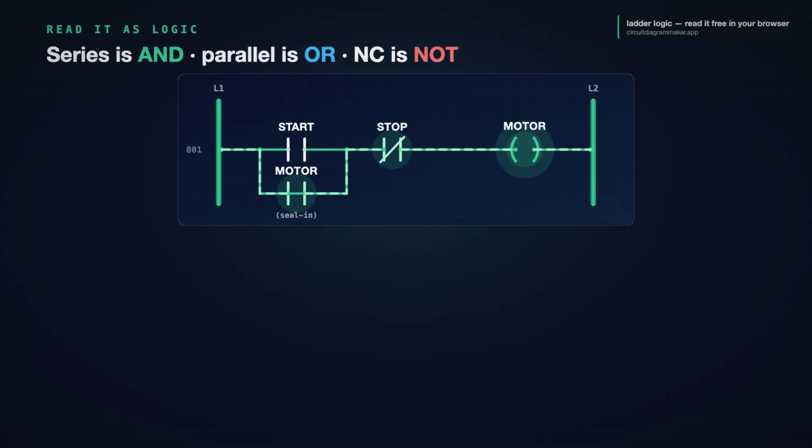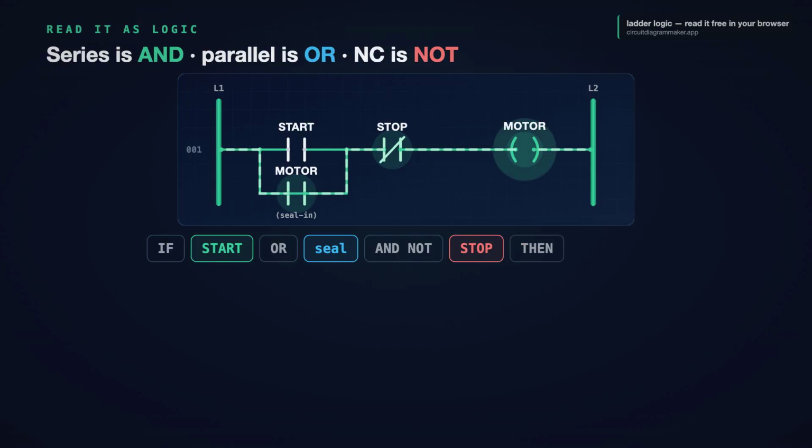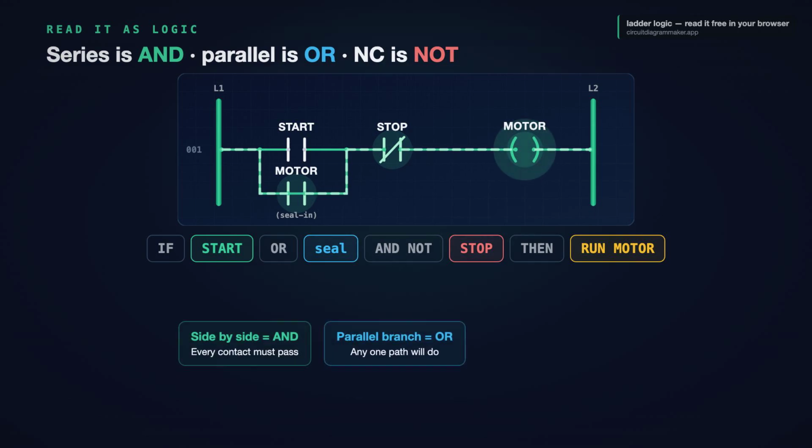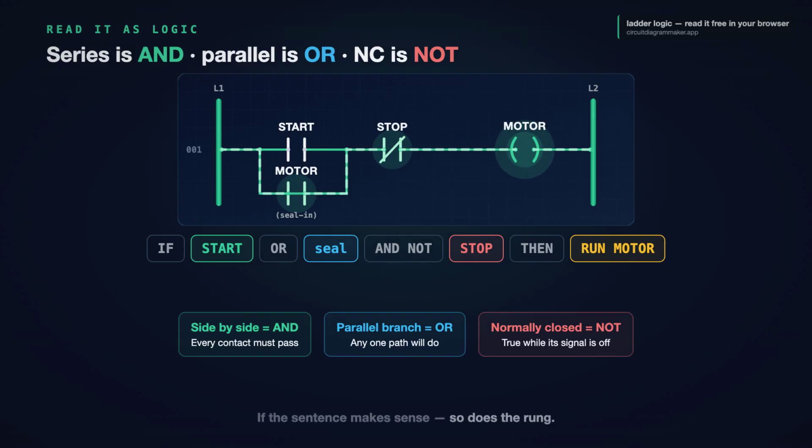Once you can trace it, you can read it as plain logic. Contacts side by side, in a row, are AND, and every one must pass. Contacts stacked in parallel branches are OR, any single path will do. And a normally closed contact is a NOT, true while its signal is off. So this rung reads, if start or the seal is closed and stop is not pressed, then run the motor. Say it out loud.